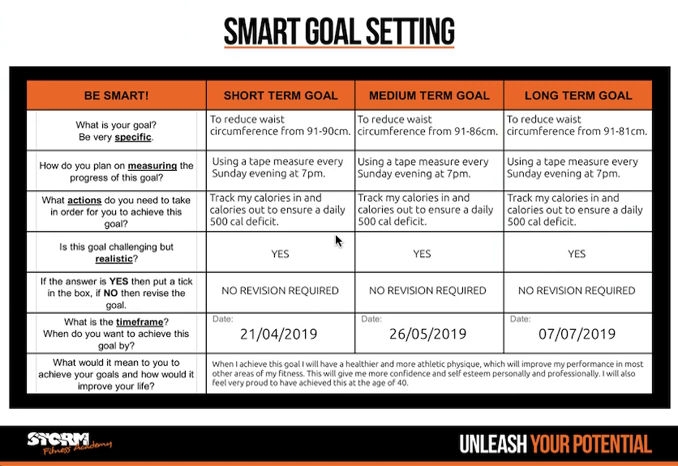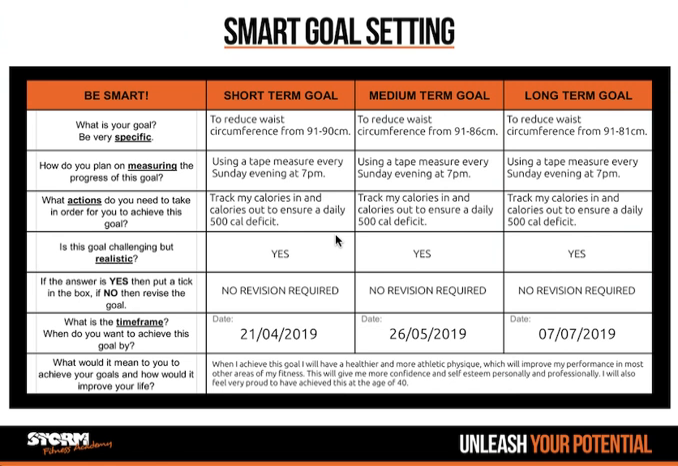Now, if we go back to the long-term goal, I'm going to read the rest of the rows. It says, how do you plan on measuring the progress of this goal? It's important that whenever you write a goal, you've got a really good idea of how you can measure it. If you can't measure it, it's not a SMART goal. If you don't have a system or a metric for measuring the achievement of your goal, it's not a SMART goal. So I'm going to use a tape measure every Sunday evening at 7 p.m.